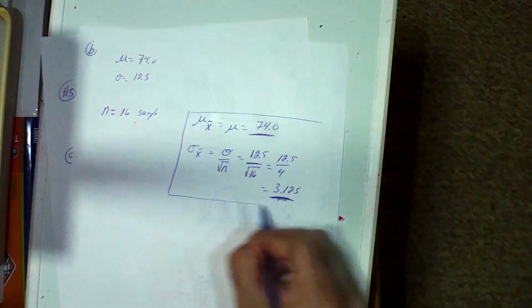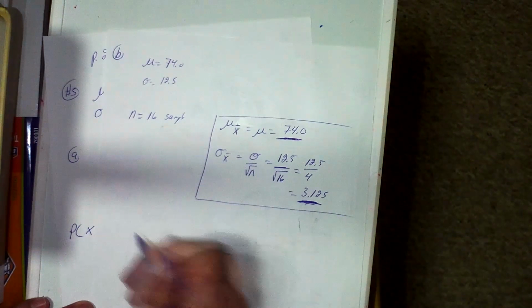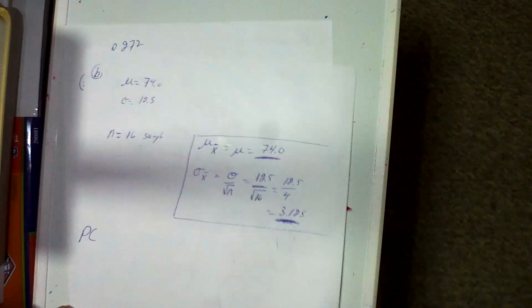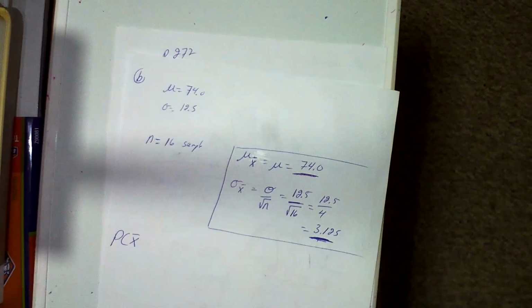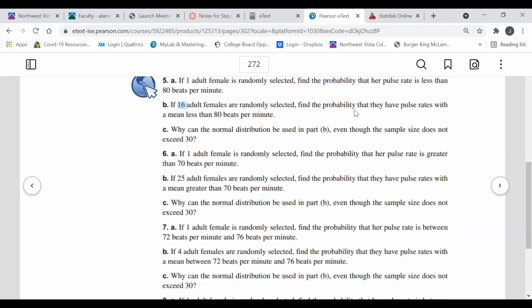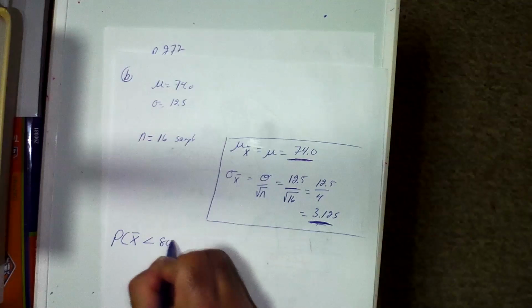All right. Now, how do I write my probability statement? So you do the same thing like we did before. You're going to write your P. But instead of writing an X, we're going to put X bar. I'm going to tell you why we use X bar. If you go back to the problem, it says if 16 adult females are randomly selected, find the probability that they have pulse rates with a mean. You see it? It says mean. That's why you have to put the X bar, because this is mean is less than 80 beats per minute. See it? So that's why we have to put X bar. X bar is less than 80 because this is mean.